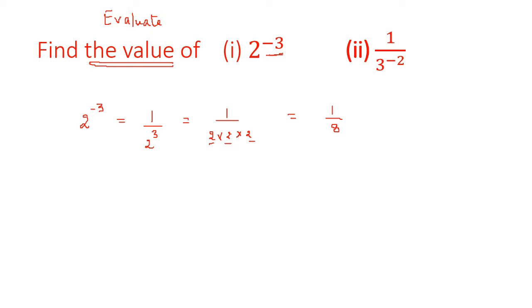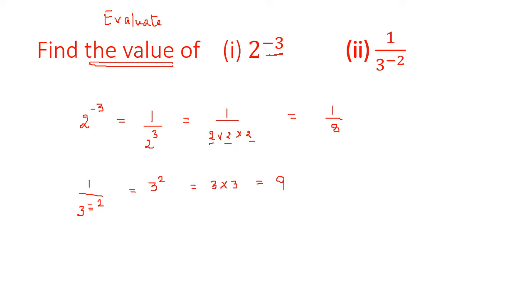That is the value. In the next sum we have 1 upon 3 raised to minus 2. Again we have a negative power. So how do we make it positive? By taking the number in the denominator to the numerator. So this becomes 3 square. What is 3 square? It is 3 into 3. And 3 3s are 9. So the value of 2 raised to minus 3 is 1 upon 8, and the value of 1 upon 3 raised to minus 2 is 9. I hope this is clear to you, how to find the values.